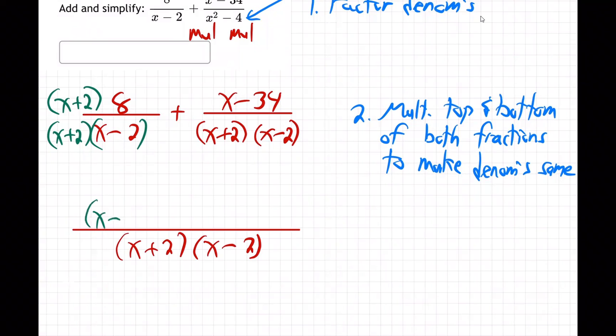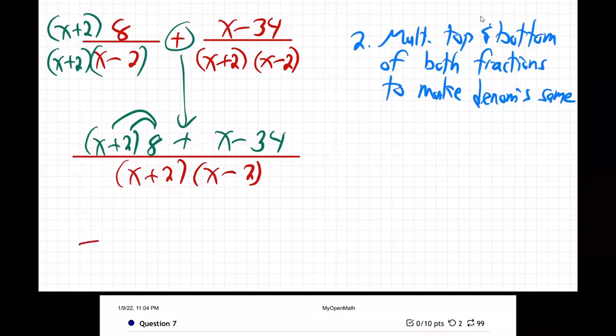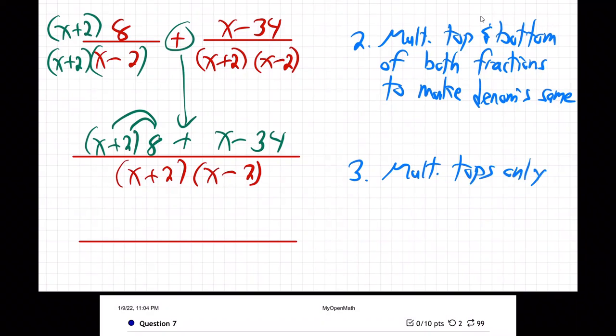I'll bring this down. Let's bring this plus sign right there. And this 8 is going to distribute. And what do we have? So now step number 3, multiply the tops only. We're not going to multiply the bottom. Once we get the common denominator at the bottom, we're good. We're done with the bottom. We're not messing with the bottom anymore. Multiply the tops only and gather like terms.